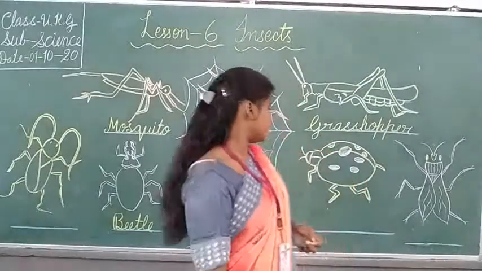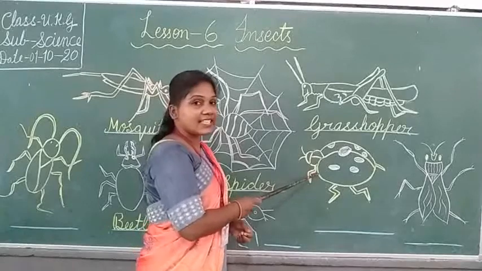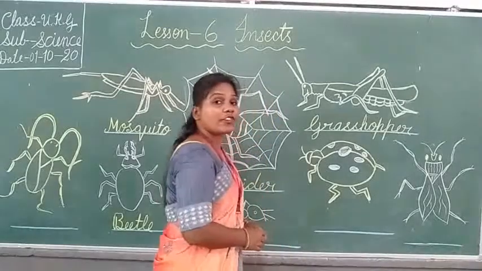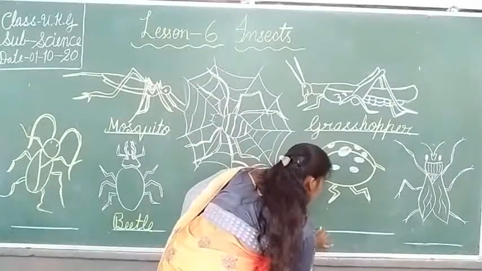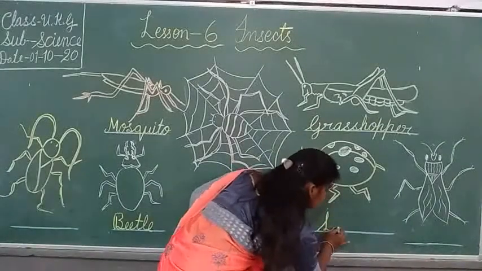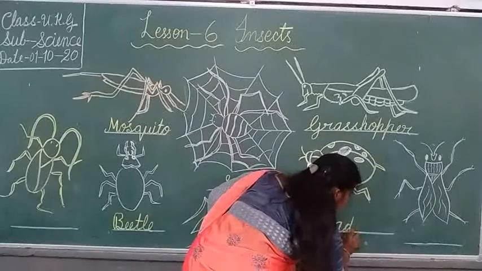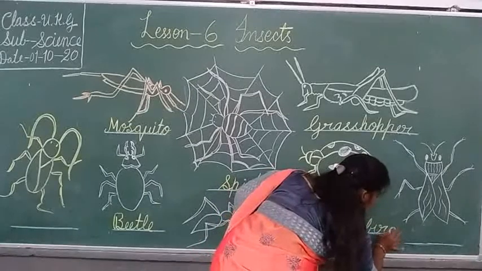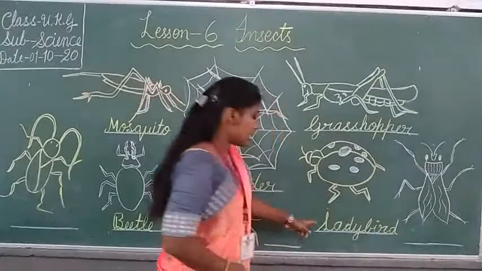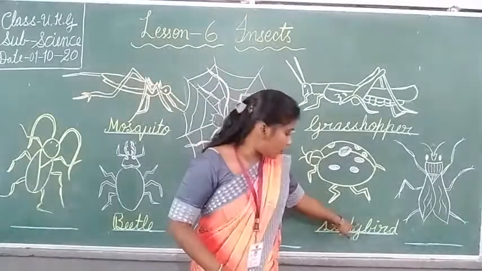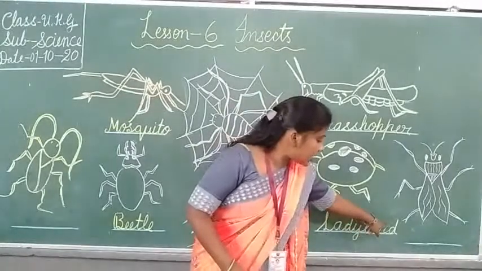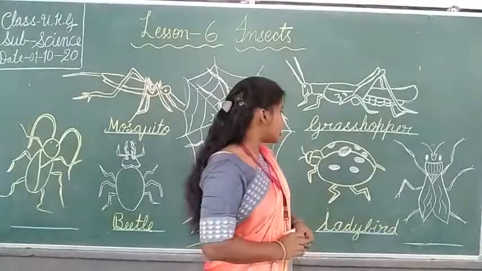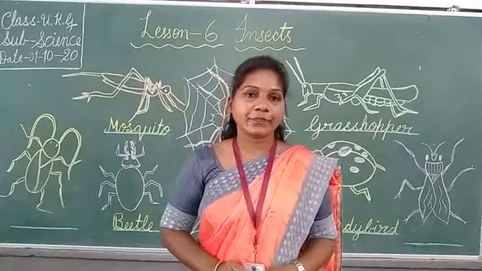Now, fifth one. This one. Which insect is this? This is ladybird. Okay? This is ladybird. What is the spelling of ladybird? L A D Y B I R D. Ladybird. A small insect that is red or yellow with black spot.